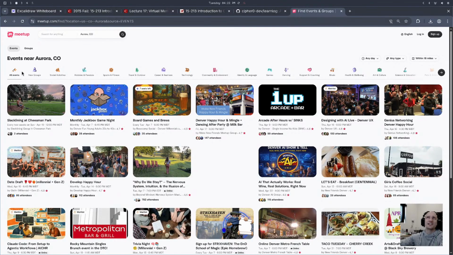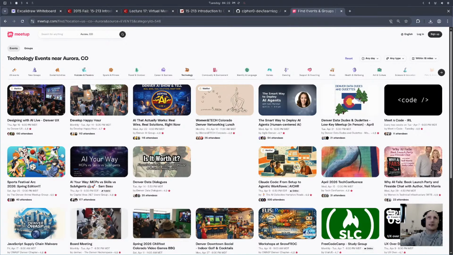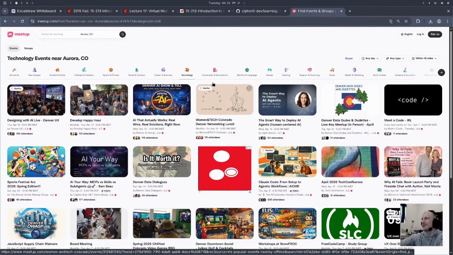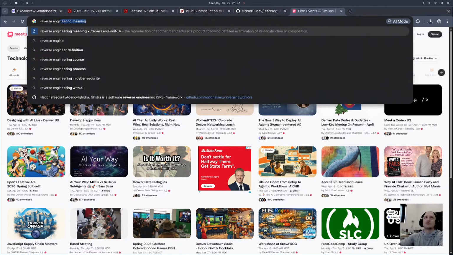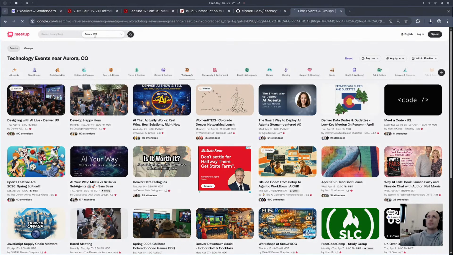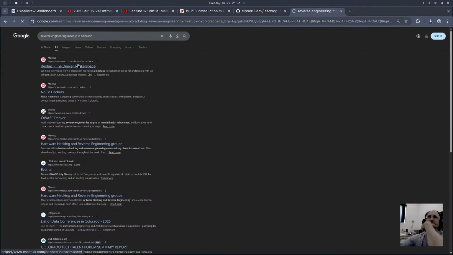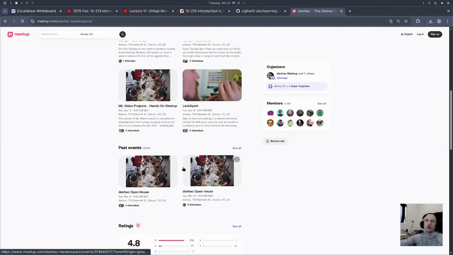Of course, none of these are tech related. Technology. Okay, we have way too many AI meetups. Let's see, reverse engineering meetup in Colorado. Den Hack. So these are like hacker spaces, but a lot of these hacker spaces have meetups, and you just go there and you talk to people.